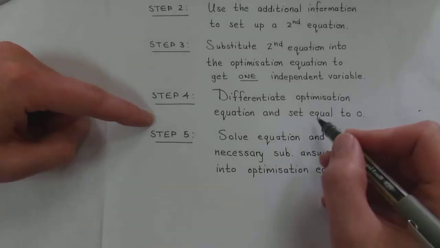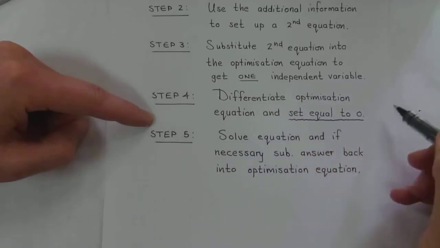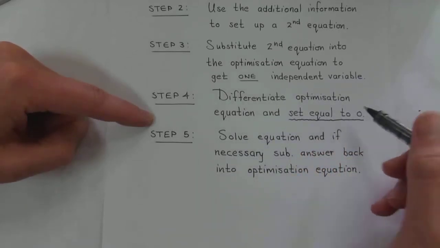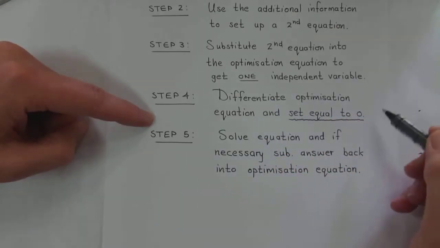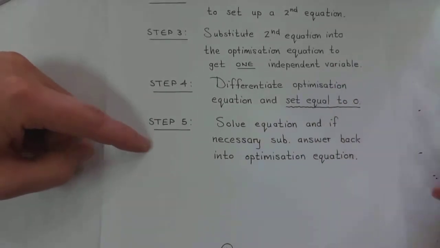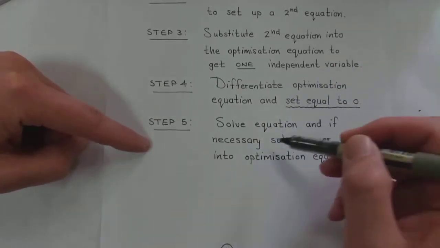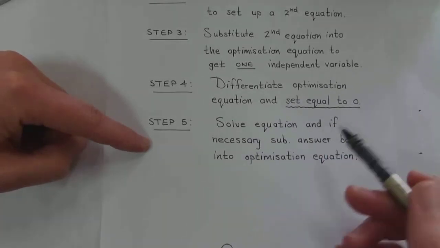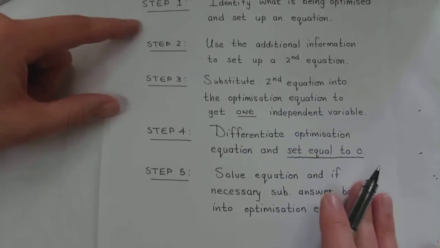That, people, right there, set it equal to 0. You shouldn't even think about it, because whenever I'm trying to get a maximum or a minimum, it's always the derivative equal to 0. Now that gives me an equation. So step 5, you solve that equation, the derivative equal to 0, and if necessary, this is only if necessary, you then need to sub the answer back into that original optimization equation.